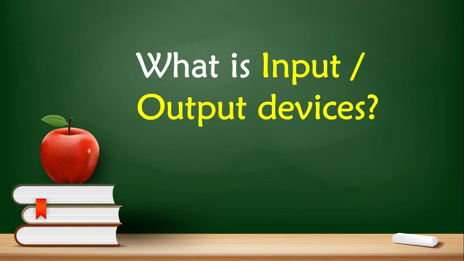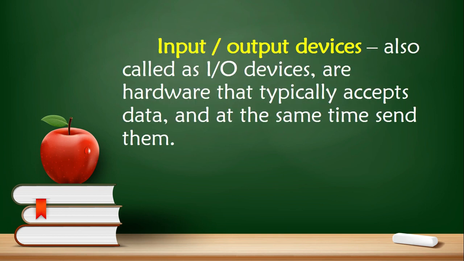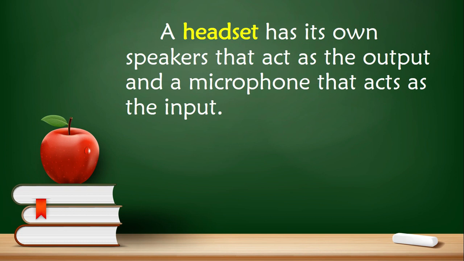What are input and output devices? Input and output devices, also called I/O devices, are hardware that typically accepts data and at the same time sends them out. A headset has its own speaker that acts as the output device and a microphone that acts as the input.